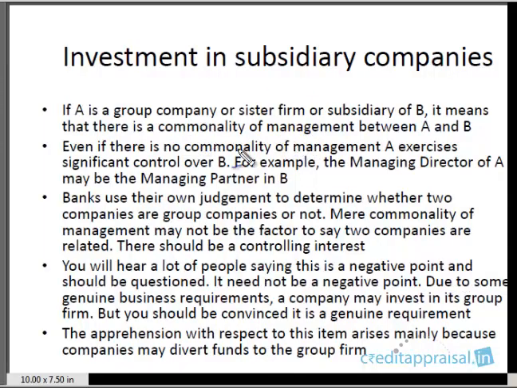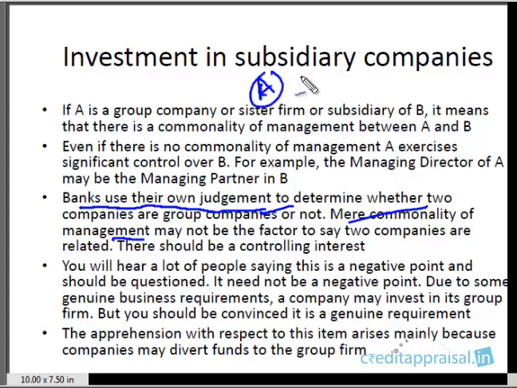So even if there is no commonality of management, if A exercises significant control over B, that is the factor which we consider. There should be controlling interest. Whenever A exercises significant control over B, then we call the two firms a group firm. Mere commonality in management usually does not mean we can say they are group companies. Anyway, banks will use their own judgment. There are no rules in this regard to determine whether two companies are group or not. Actually, the branch manager will be the best person to judge.